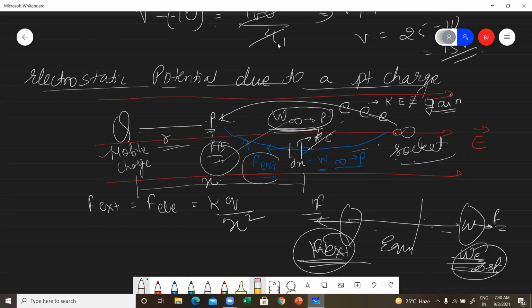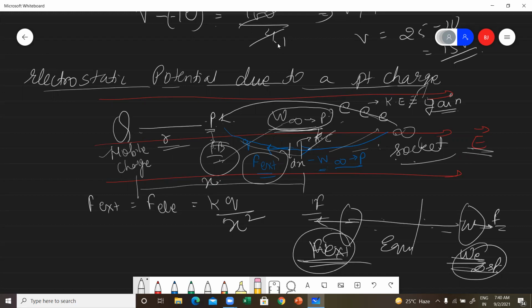Because if I do not apply the external force, the charge will go in this direction very fast, because this is my electric field. So it will go very fast, and what will happen? The circuit will burn out, because the charge is having heat. Understood now, Nandini? Yes, ma'am.